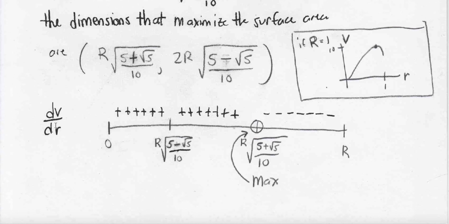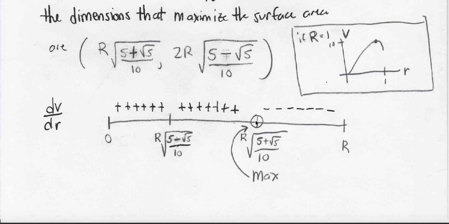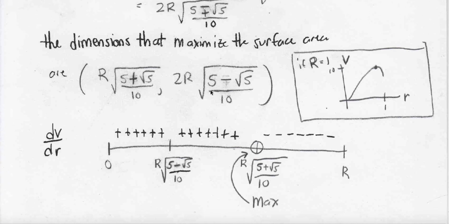Also, if I plot dS/dr, I know that it's increasing and then still increasing, and then it's decreasing. So by the first derivative test, that makes this a local max. But it's the only local max, so that means it's an absolute max. And so now I've found the dimensions that maximize the surface area.